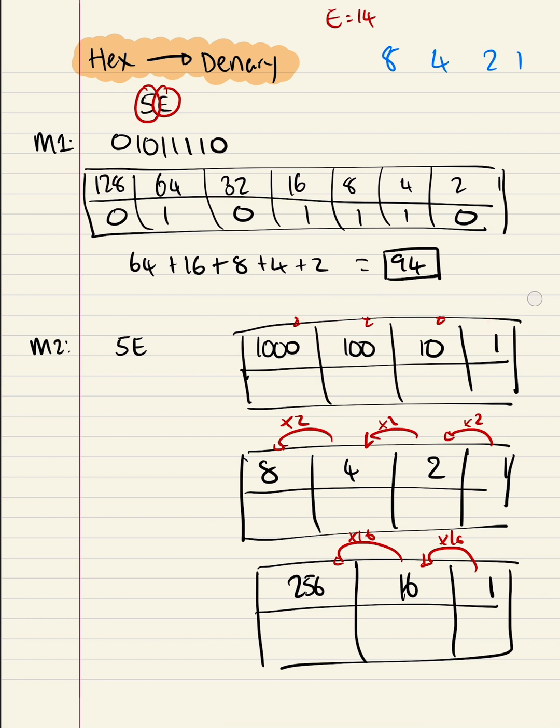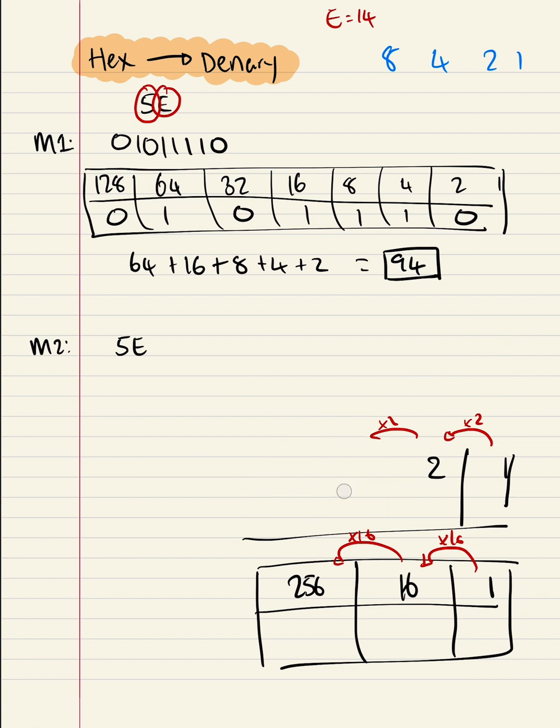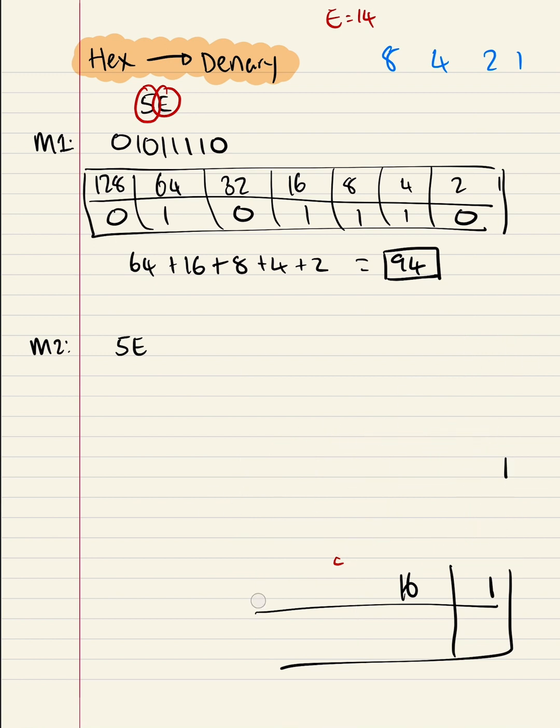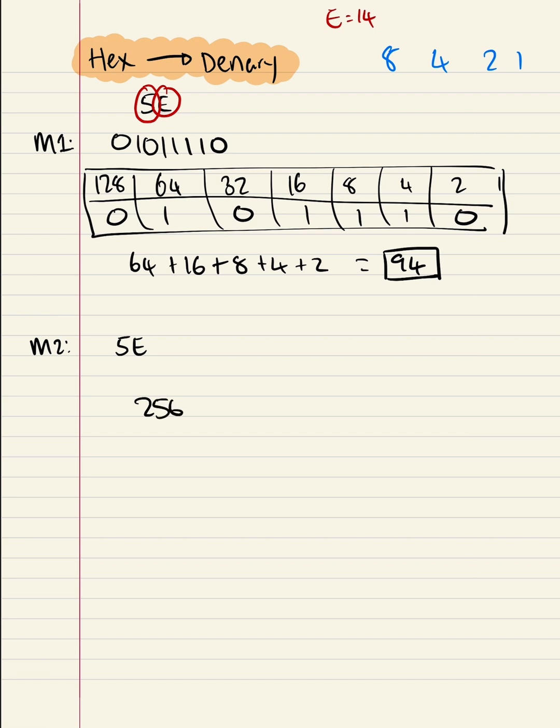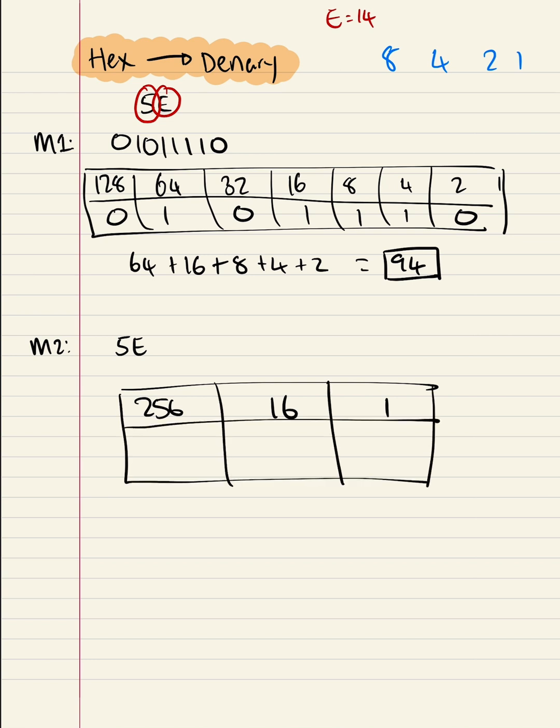Now, if I just take all this away for a minute, we're going to be using that table that I've just shown you, okay? So there is a 256, a 16, and a units, and that's the table that we need for conversion. Okay. So there's an E in the units column and there is a 5 in the 16 column, and we don't have a third digit, so we can just leave that one blank.